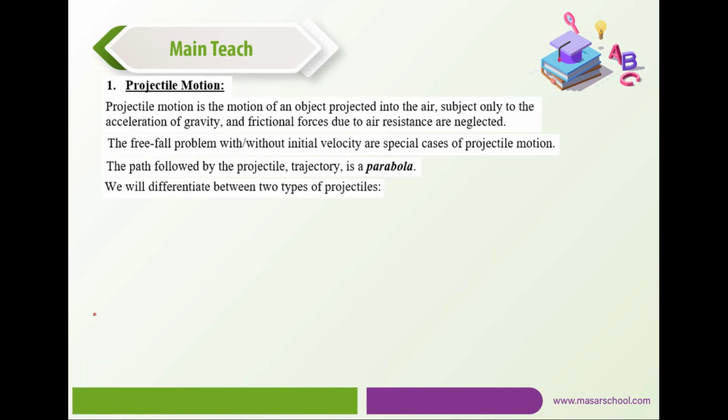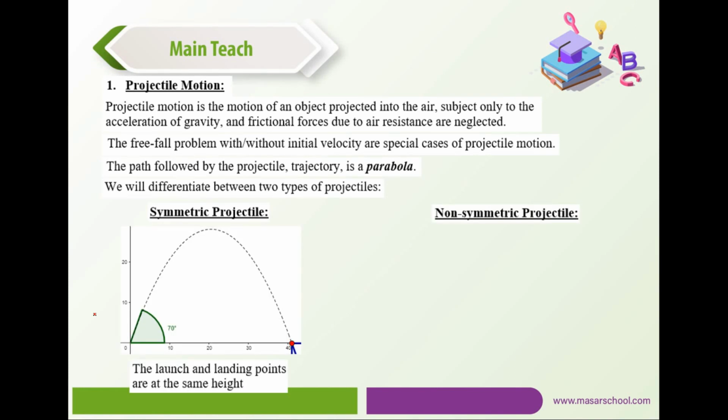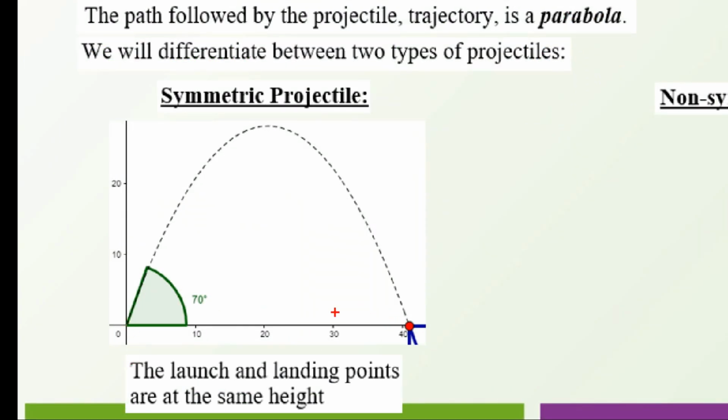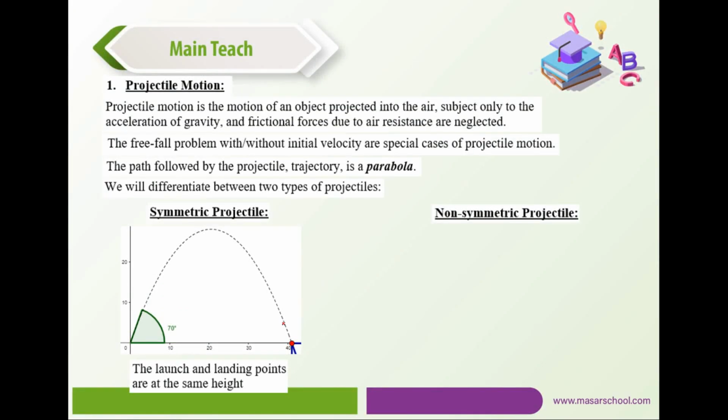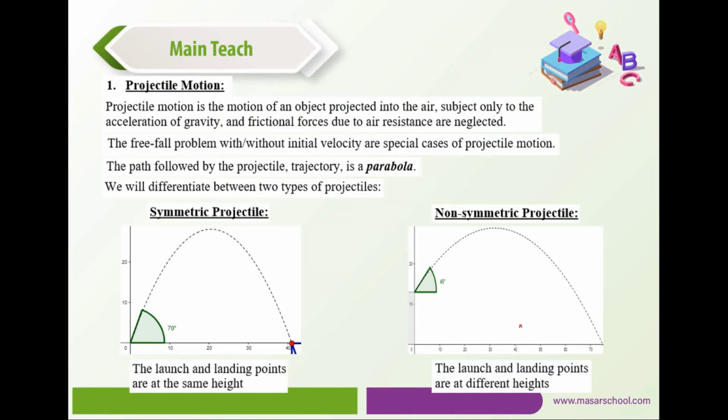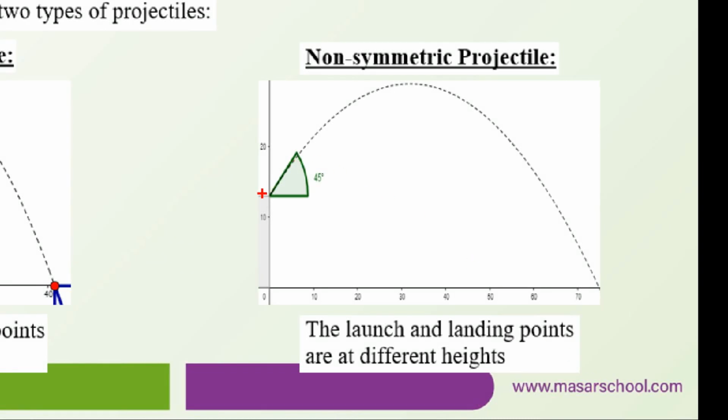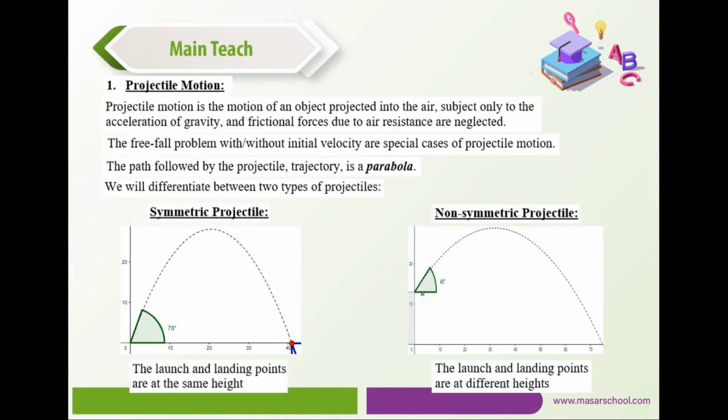Now we will differentiate between two types of projectiles, symmetric projectile and non-symmetric projectile. In the symmetric projectile, the launching point and the landing point are the same. So the problem, starting from a clock at t equals 0, starts from here. That would be the launching point. The projectile will follow a parabolic trajectory and it will land at this point. If the launching and the landing point are at the same height, then this is a symmetric projectile. Otherwise, that would be a non-symmetric projectile, where the launching and the landing point are at different heights, and this would be a perfect example of throwing an object from a cliff.